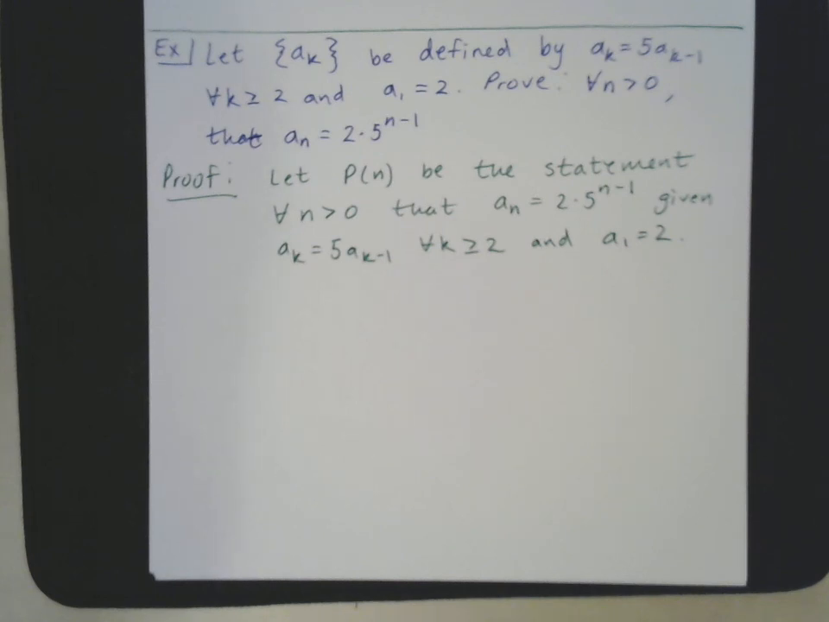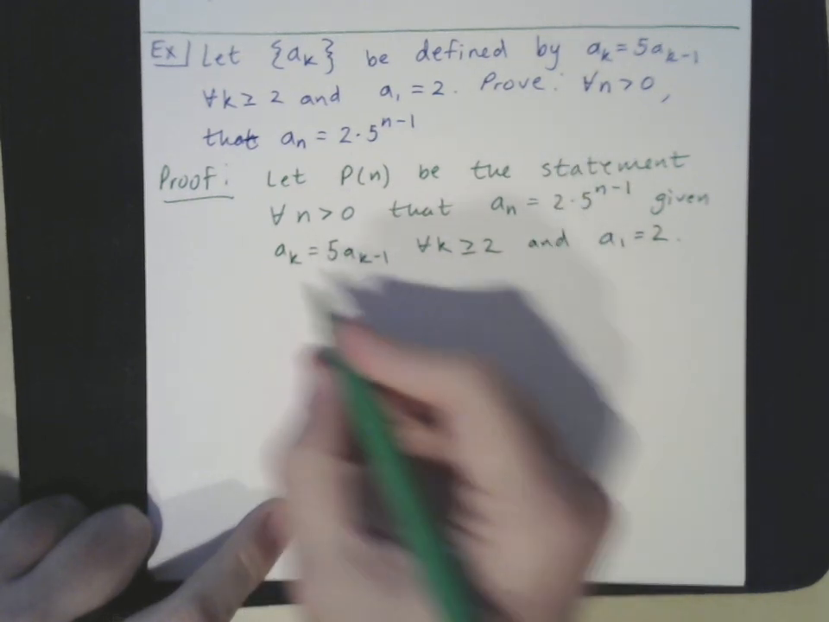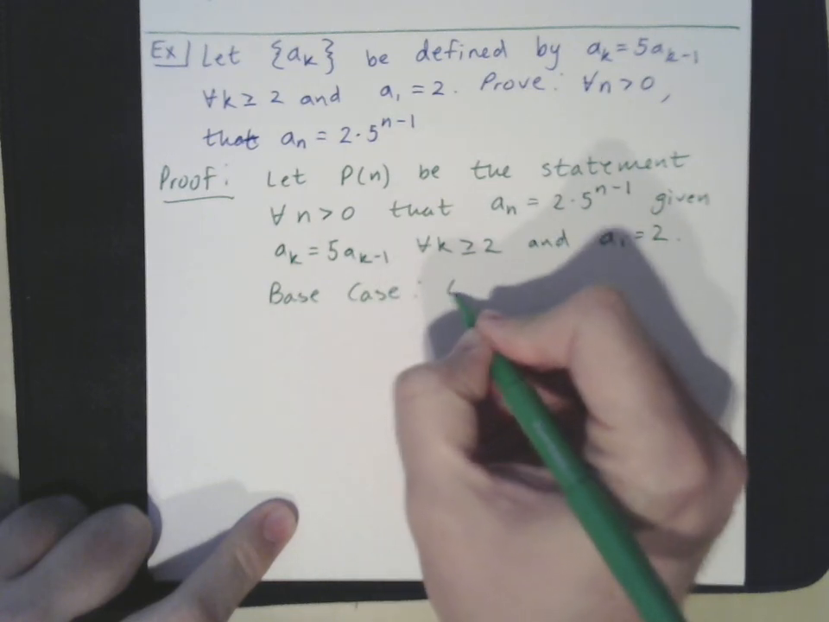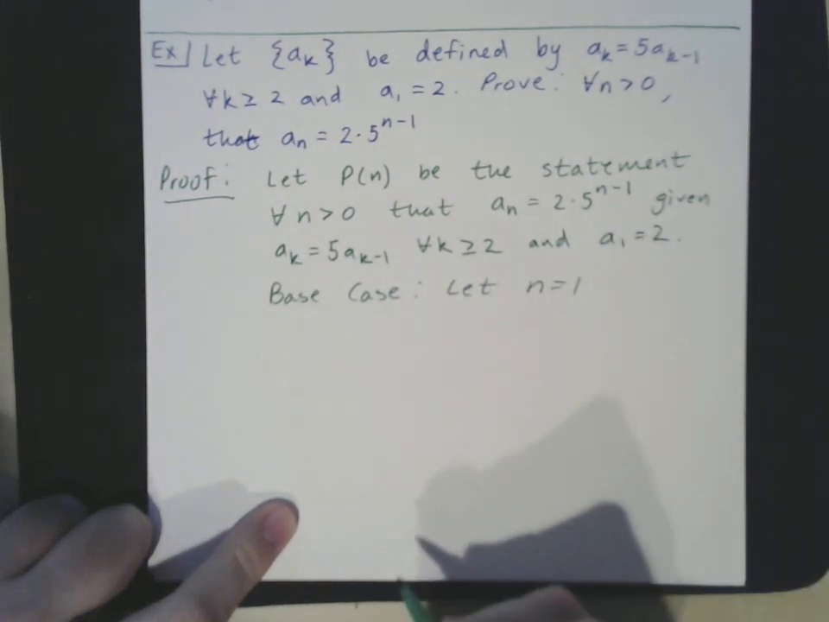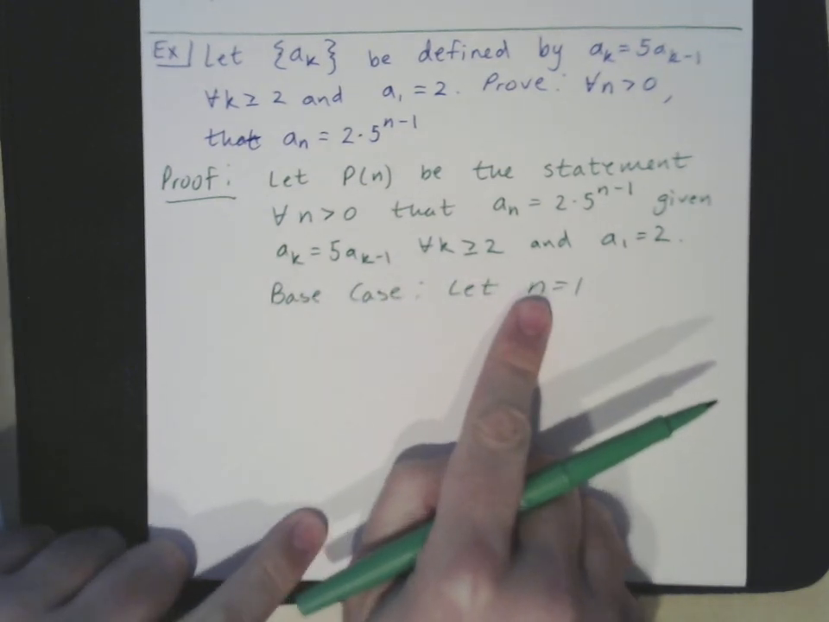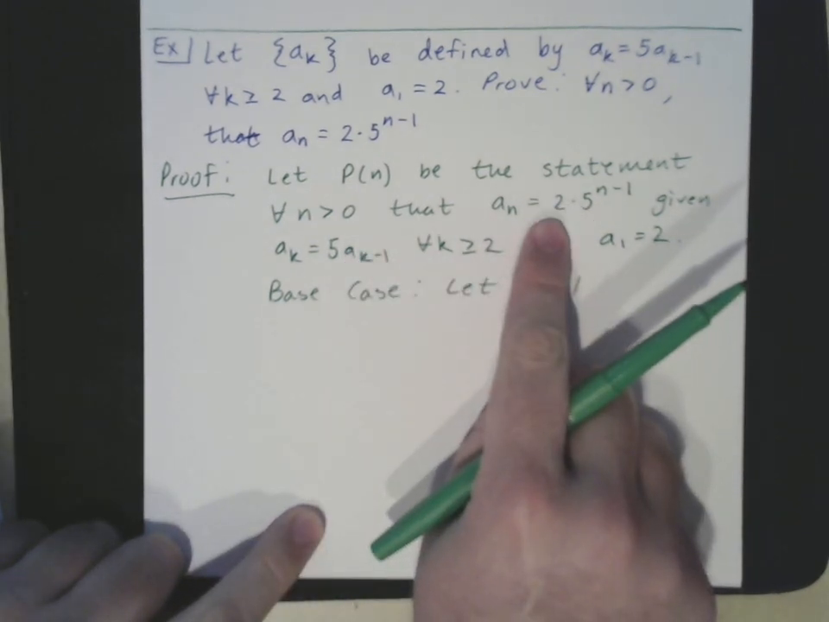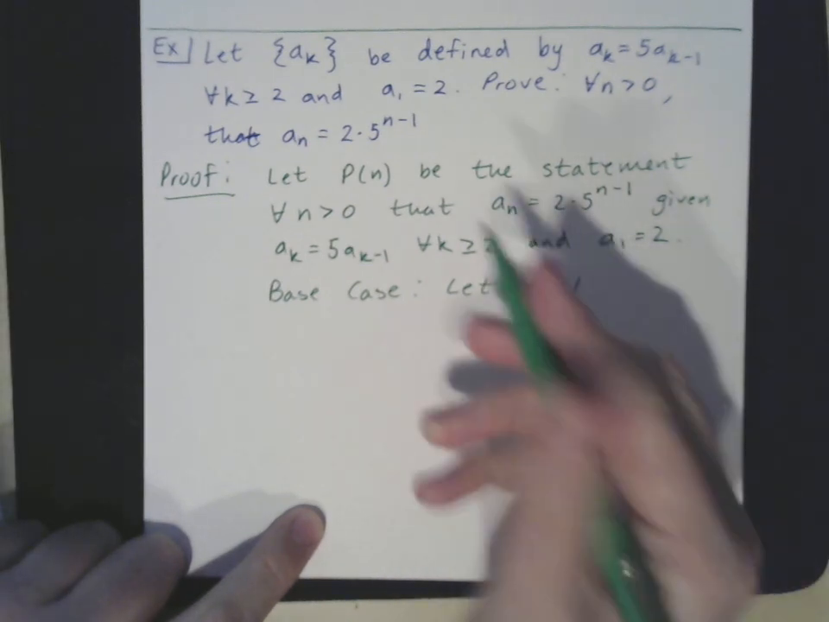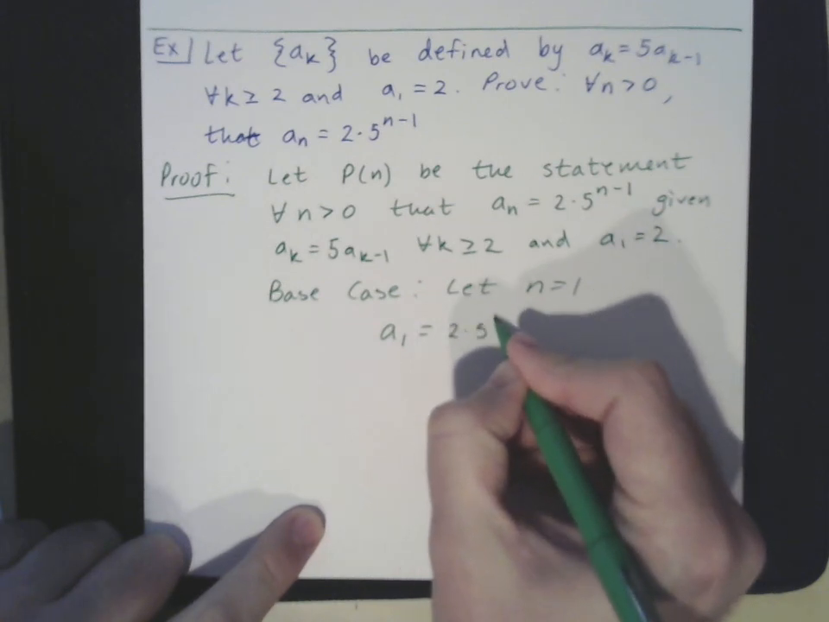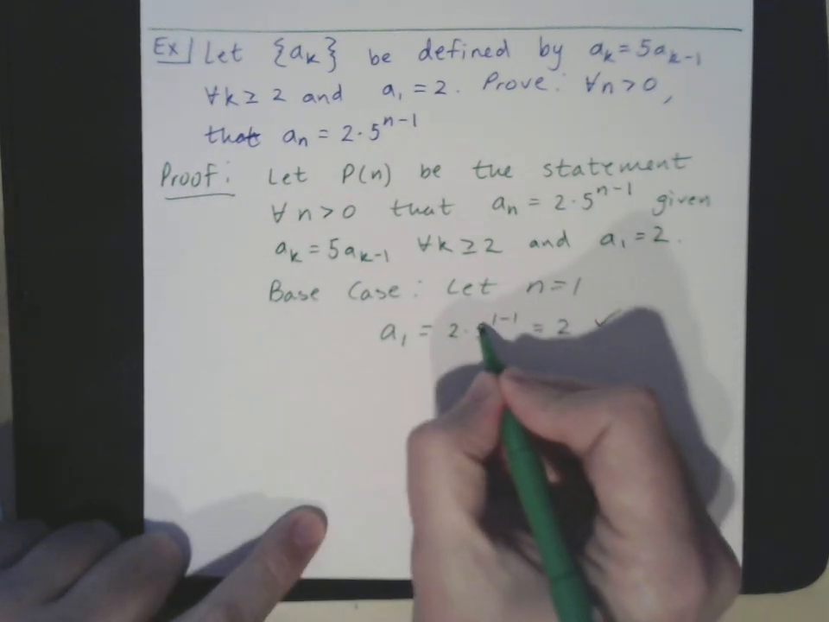So our base case, we have to be greater than 0, so that means our base case is going to be 1. So let n equal 1. And so now we're going to use the fact that we know a sub 1 is 2 and hope that our new definition for the general term matches. So a sub 1 equals 2 times 5 to the 1 minus 1, which equals 2. Great. That's what we wanted.